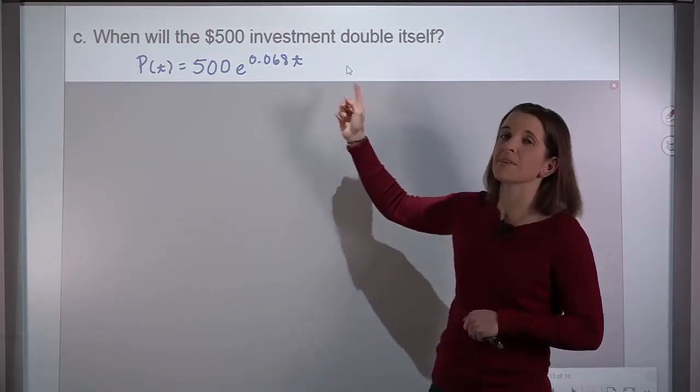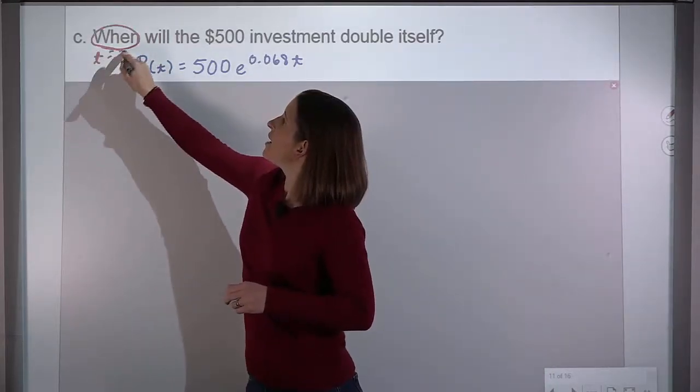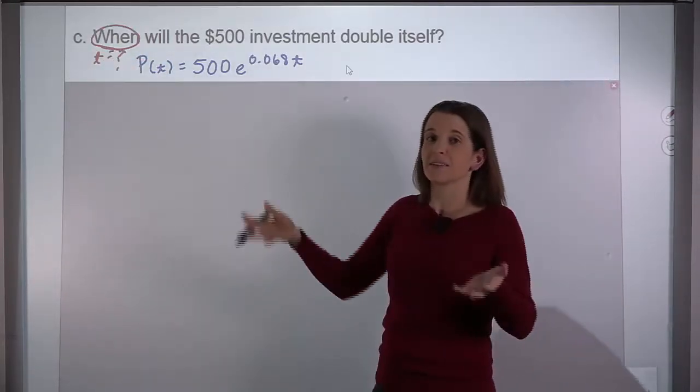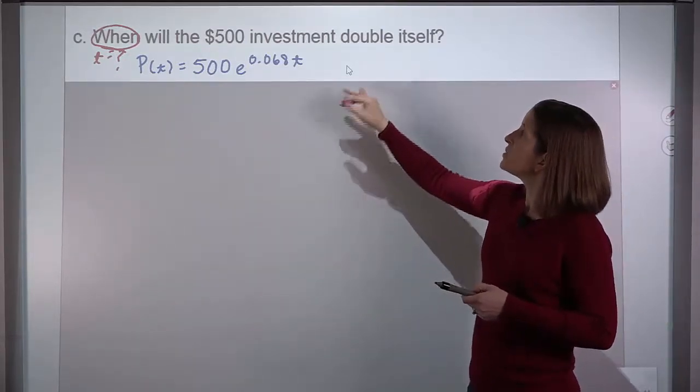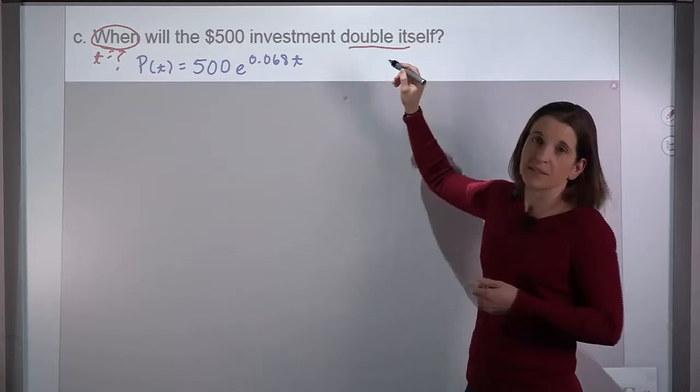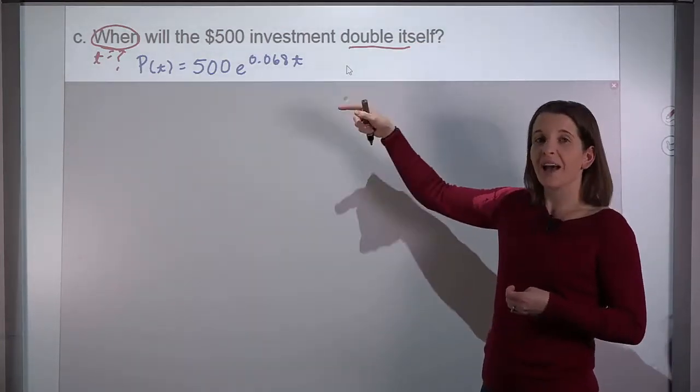This time, we're told something about the output, and we don't know t, right? The question word is "when," so I don't know the time. I don't know t, but I'm told that it's going to double itself. So that means that my output should be 2 times my input.